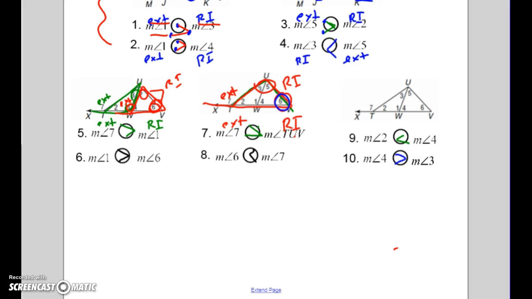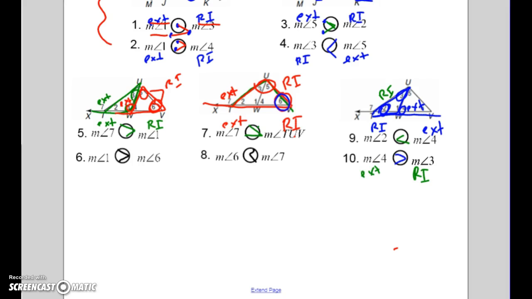Good job. Then here we're looking at angle 2 and angle 4. That one's kind of tricky, isn't it? If I were to look at it like this, then angle 4 is my exterior, and 2 and 3 are my remote interiors. So angle 4 is greater than my remote interior. Then 4 and 3, here's 4, here's 3, it's still my remote interior. Angle 4 is still my exterior.